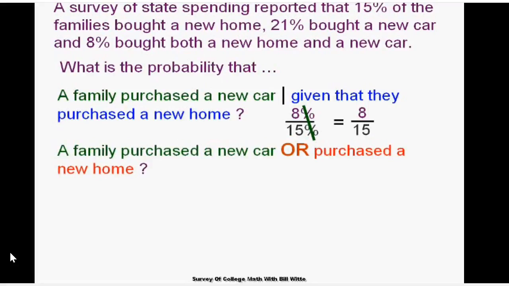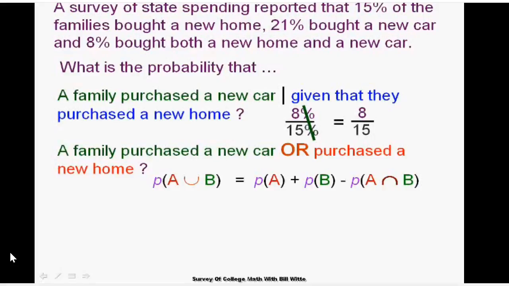What's the probability that a family purchased a new car or that they purchased a new home? Well, wait a minute. We've got an or here. We've got an old trick we're going to use with ors. Remember? The probability of A or B, or I say probability of A union B, is equal to the probability of A plus the probability of B minus their intersection probability. And well, we have all those numbers too, don't we?